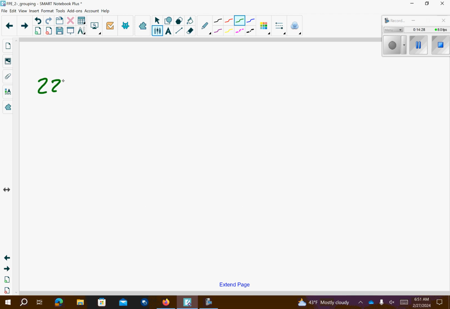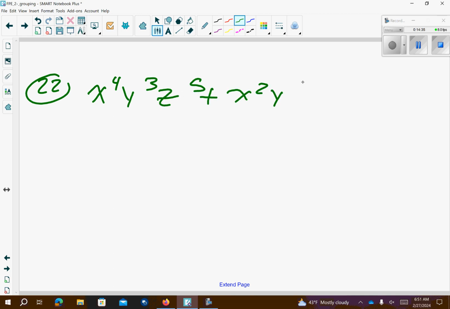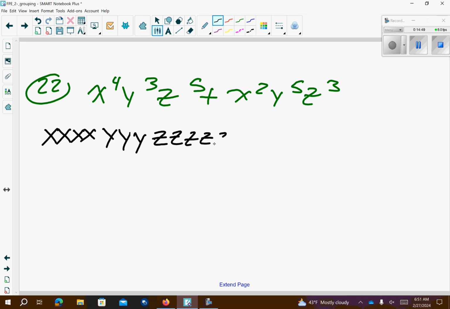Number 22. I have x to the fourth, y to the third, z to the fifth, plus x squared, y to the fifth, z to the third. X to the fourth is xxxx, y to the third is yyy, z to the fifth is 1, 2, 3, 4, 5. X squared is xx, y to the fifth is 1, 2, 3, 4, 5. Z to the third is 1, 2, 3. Wow, a lot of letters here.